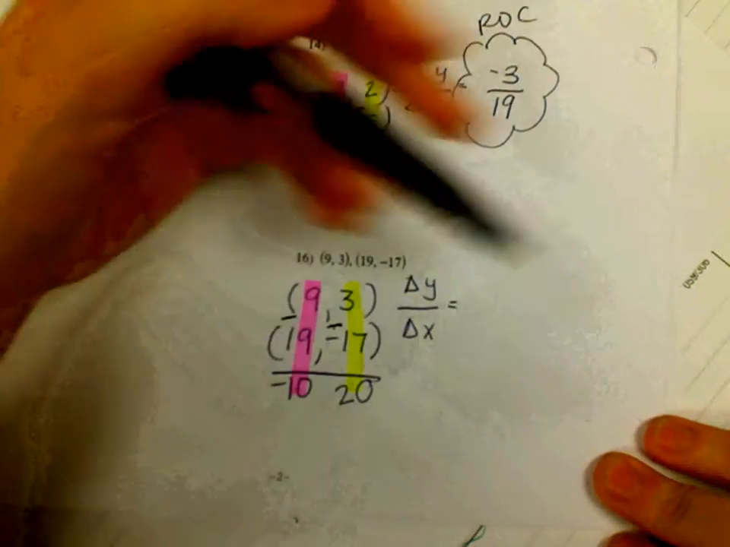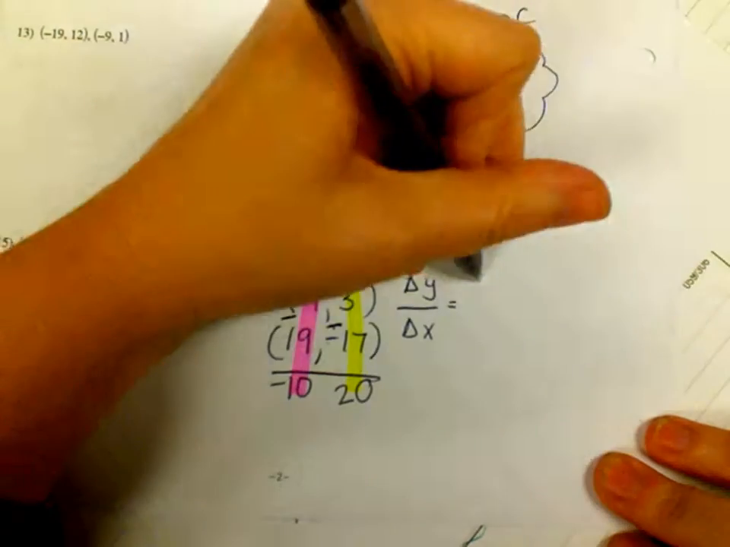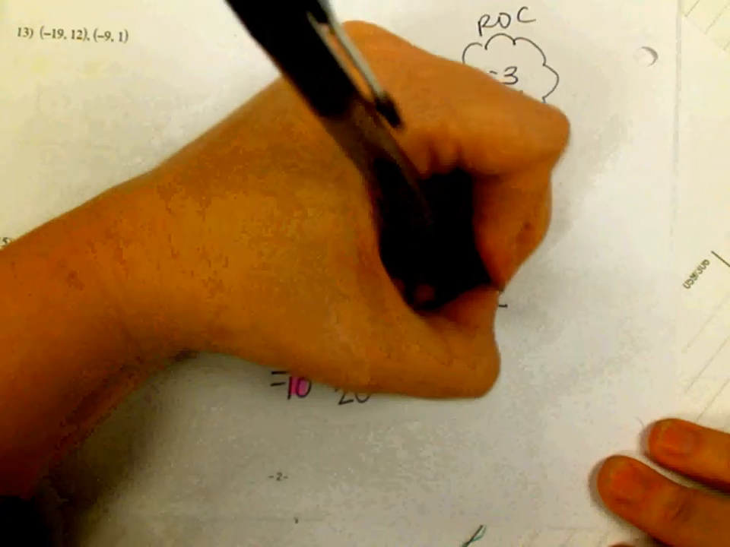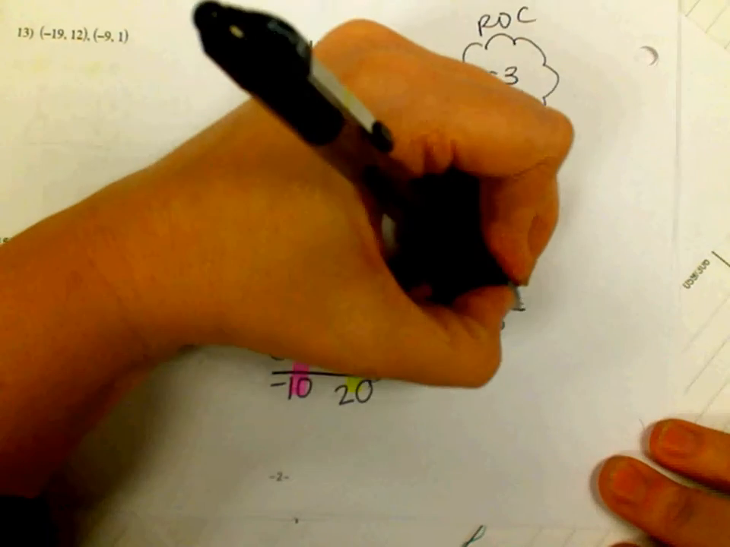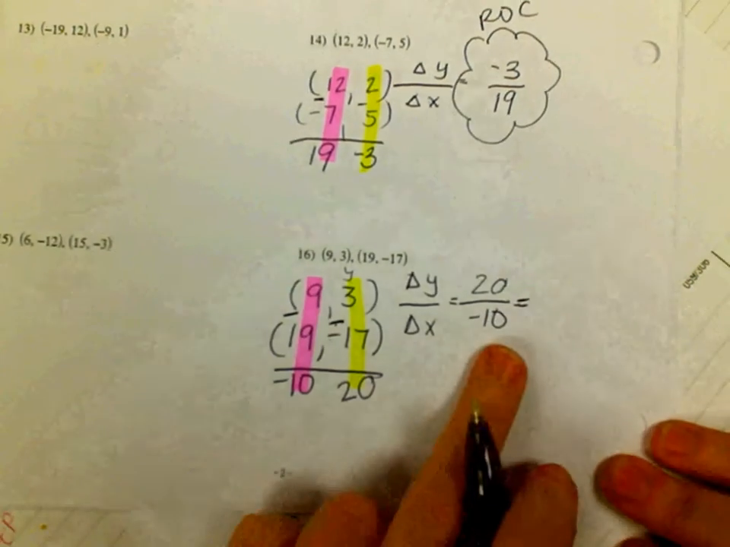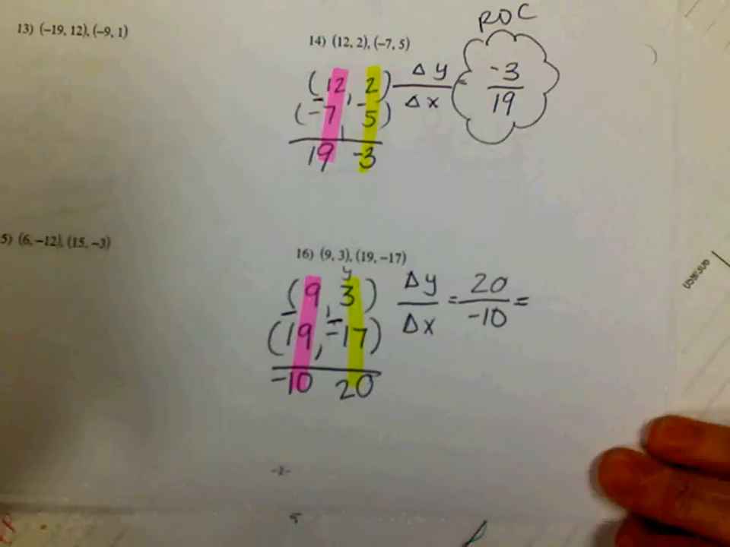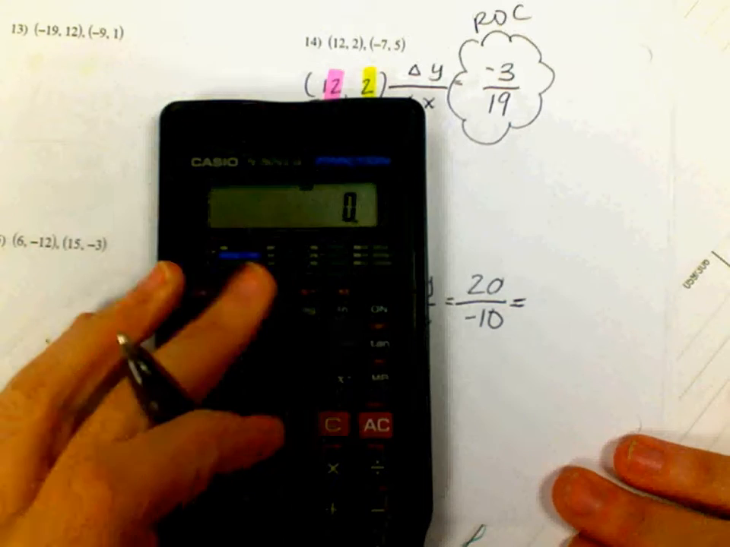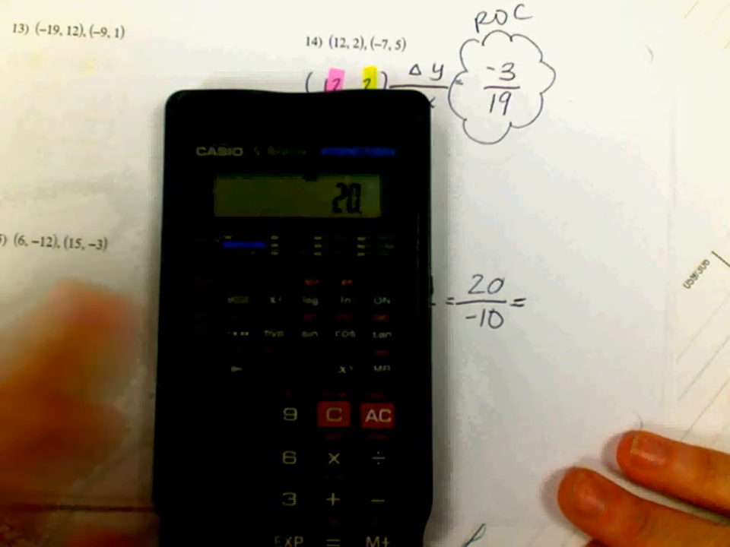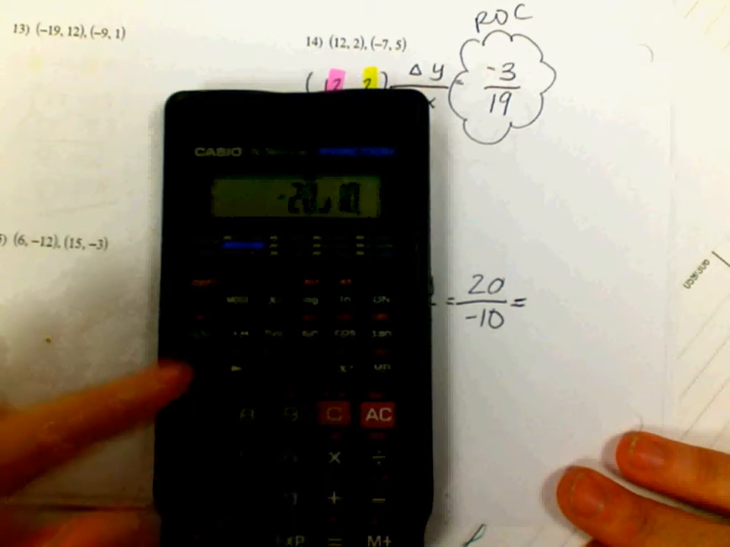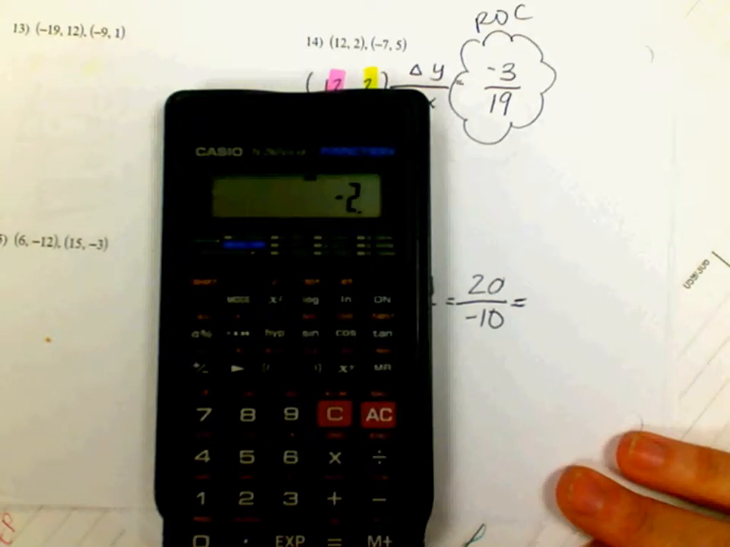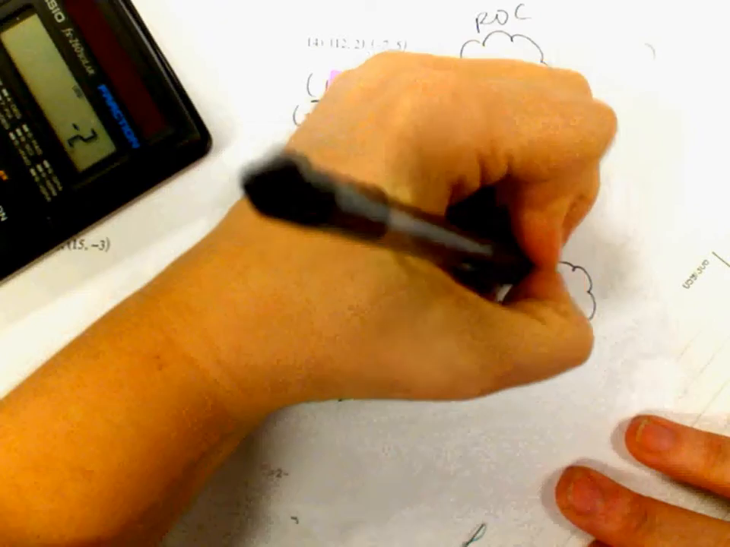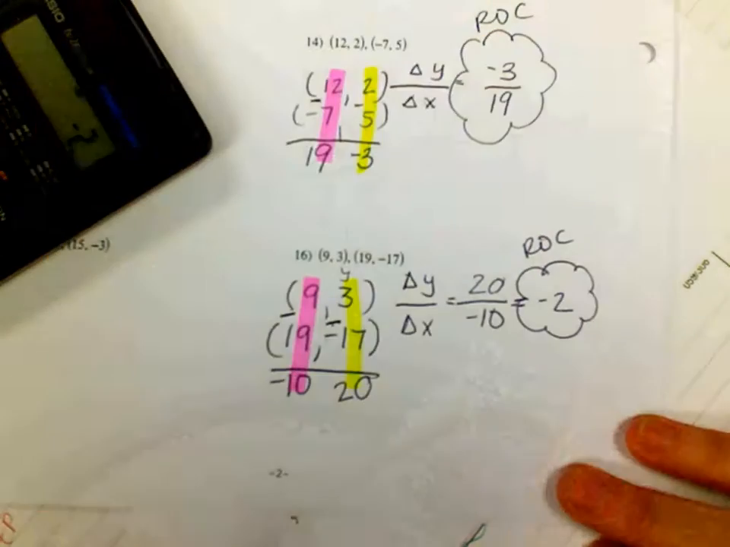And your change in y is 20, because these are your y's. And your change in x is -10. Now this one definitely can be simplified. So let's use the ABC button. I know you guys don't have it at home, but at school this is what you can use. So 20, ABC, -10. And that gives you -2. That is your rate of change.